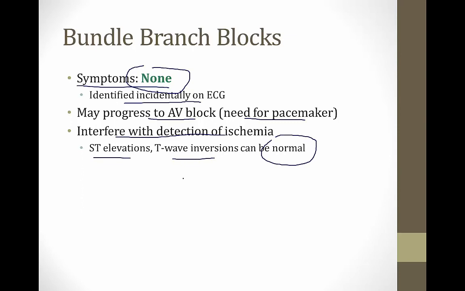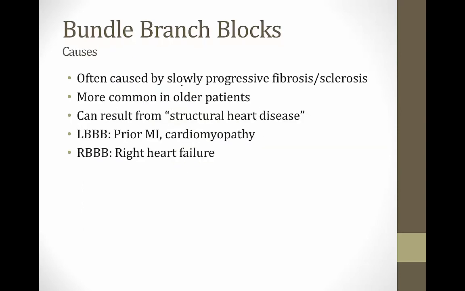Bundle branch blocks are often caused by slowly progressive fibrosis and sclerosis, just like we talked about earlier, leading to His-Purkinje system disease and causing AV blocks. And for this reason, bundle branch blocks are more common in older patients. In fact, some patients will have an EKG done for some reason when they're younger, and then when they get older, they have an EKG done and they have developed a left or right bundle branch block over the course of their life. And that's because their conduction system is slowly developing fibrosis as they age.